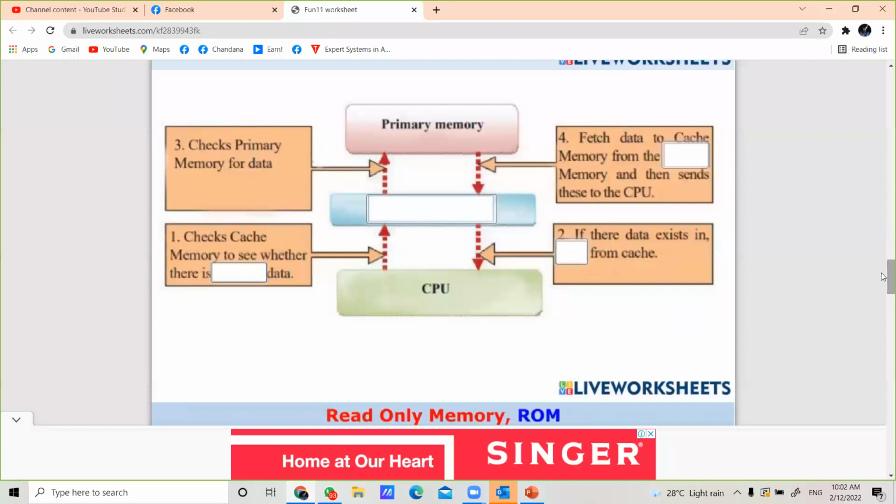Right. Try to fill the blanks here. Once you finish it, send the message, okay. Try to finish the blanks here.